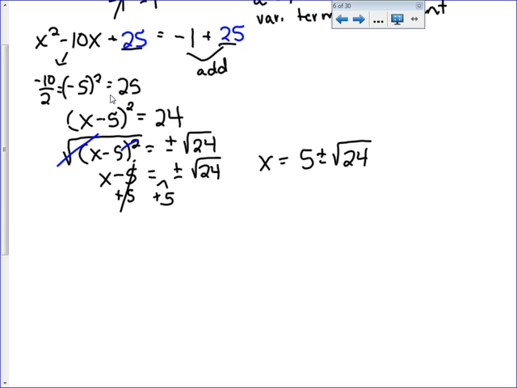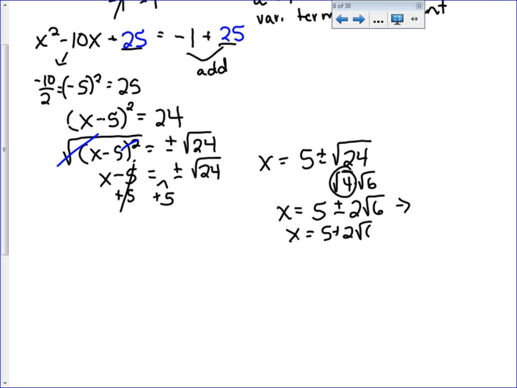I am. It's fine. Absolutely okay. So I usually save the simplify till the end. It really doesn't matter where it happens. It's the square root of 4 times the square root of 6. So I get x equals 5 plus or minus 2 square root 6. Yes, if you want to simplify it up here, it's absolutely okay. It makes no difference where you simplify it. So as my two answers, I have 5 plus 2 square root of 6 and 5 minus 2 square root of 6.